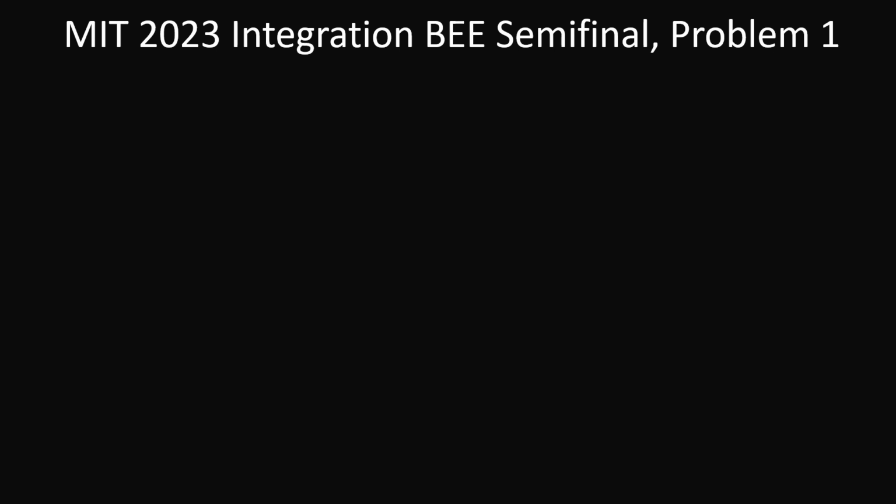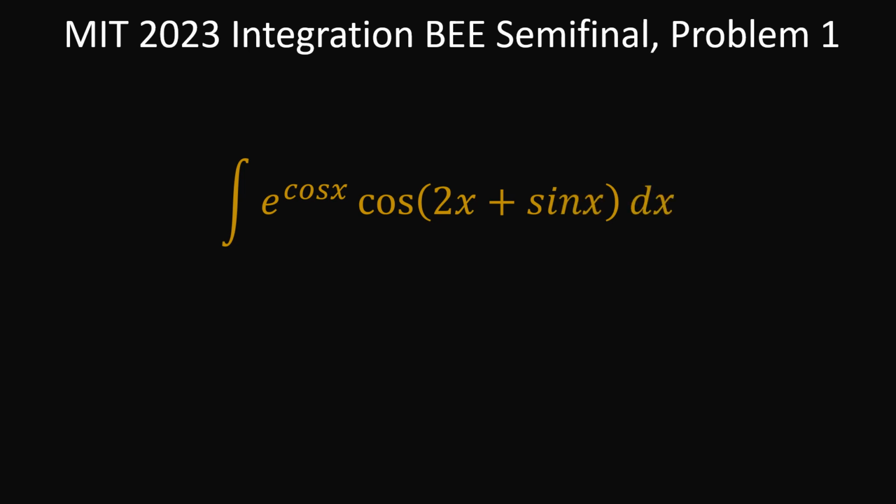So today we're going to look at one of the problems at the MIT 2023 Integration Bee semifinal. We'll begin with problem 1 today, and that is the indefinite integral of e to the power cosine x times cosine of 2x plus sine x. The sine x is inside the cosine function. So it's a very interesting problem.